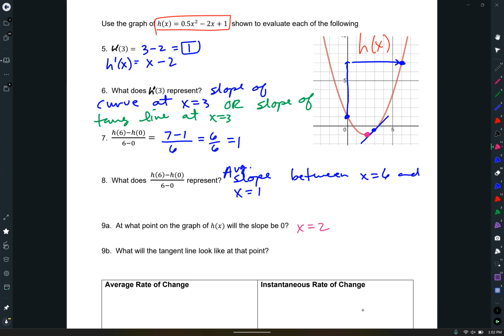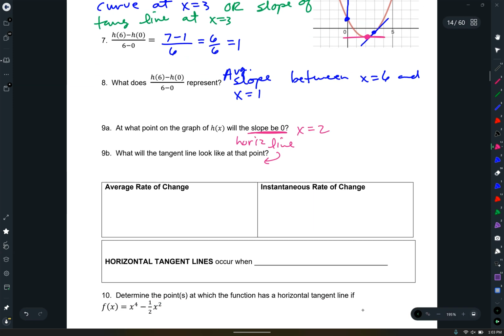What will the tangent line look like at that point? Well, think about it. If we know that the slope is 0, doesn't that mean it's a horizontal line? Right? So you can kind of imagine the tangent line right there. It's a horizontal line.